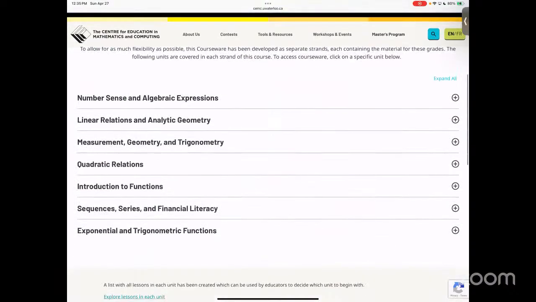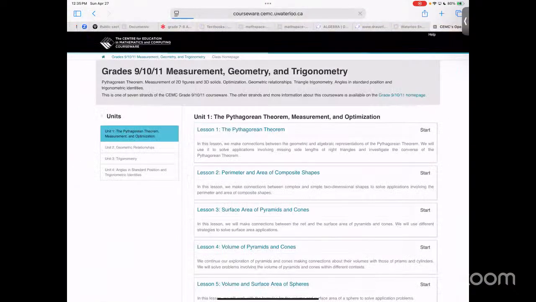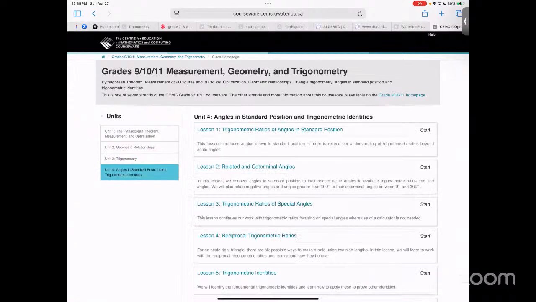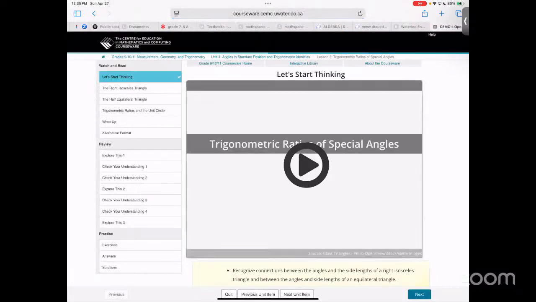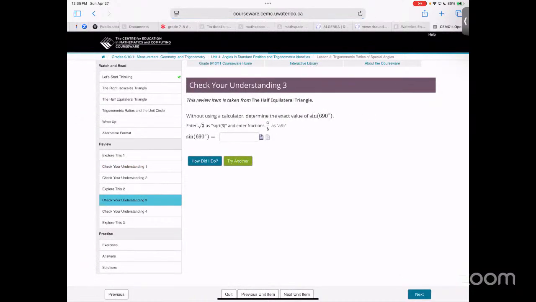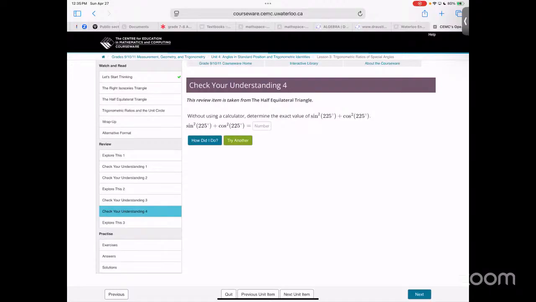Who's going to tell the answer? So, measurement and trigonometry, let's go back here. Let's see if you can recall this. We're going back to the special angles. We talked about trigonometric ratios in the special angles. Check your understanding one. Then we went back to this. So you guys don't remember we did this last class? Did we do this one last class? Oh, you were away.